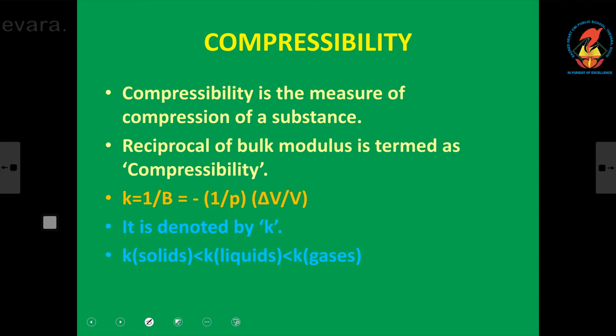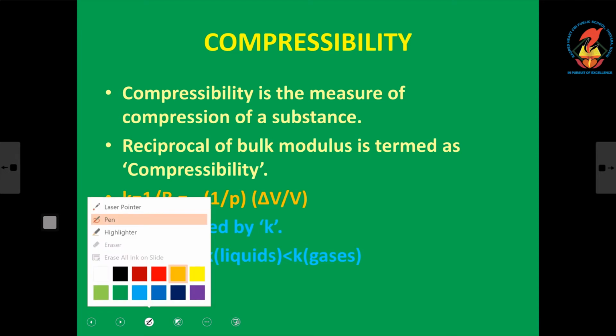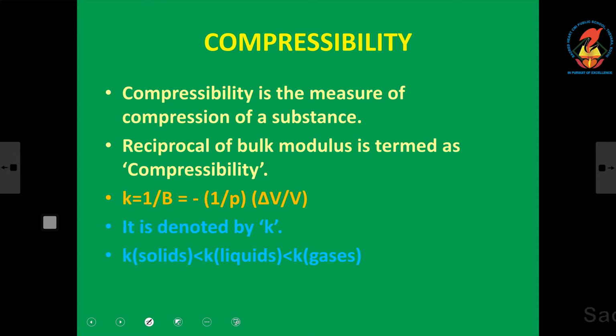So, our equation for B, just remember in the previous slide, I gave the equation for B as B is equal to minus PV by delta V. So, compressibility K is equal to 1 by B, which is minus delta V by PV.